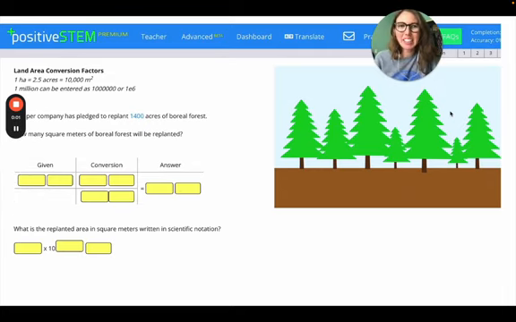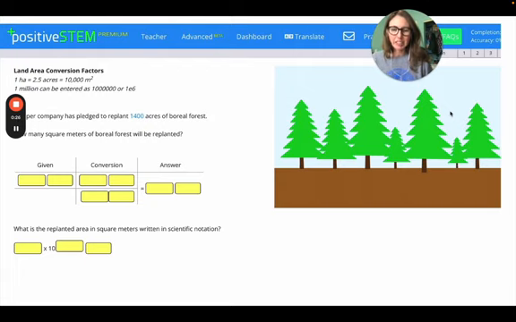Hey environmental science students, let's start mastering unit analysis. Unit analysis is a really useful tool in science to figure out if you start with a certain amount of one thing, in this case 1,400 acres of forest that's going to be replanted, how much of some other unit will we have? For this question, it's asking us to find out how many square meters of forest this will be.